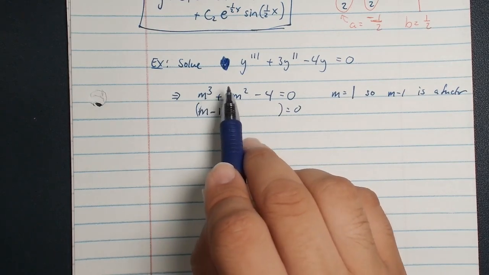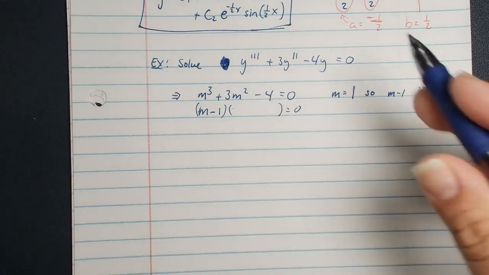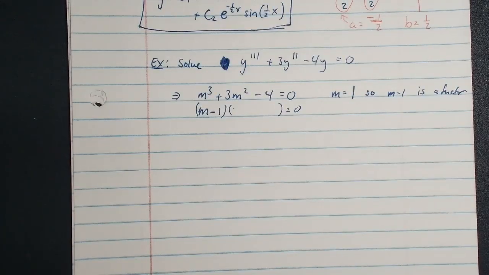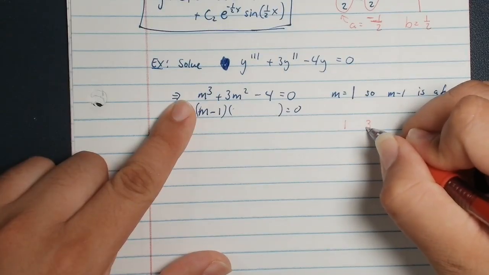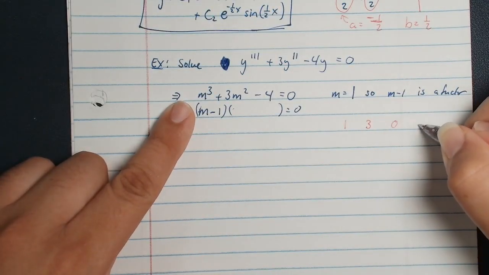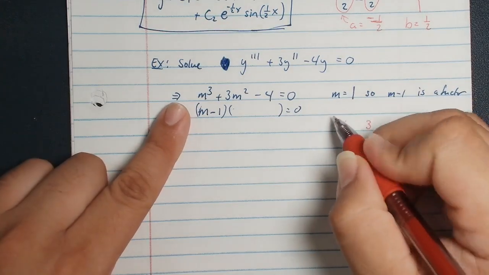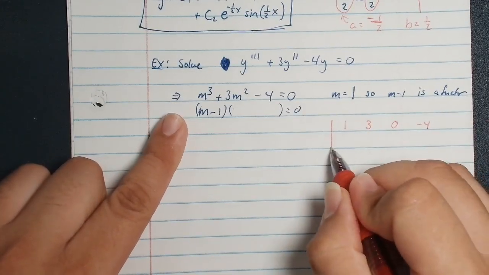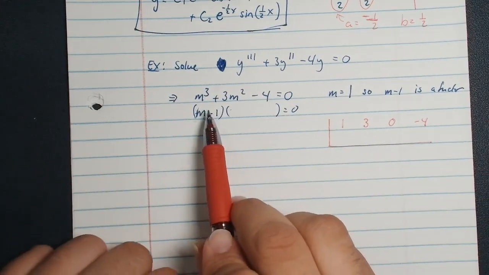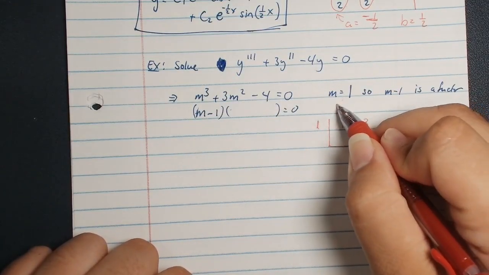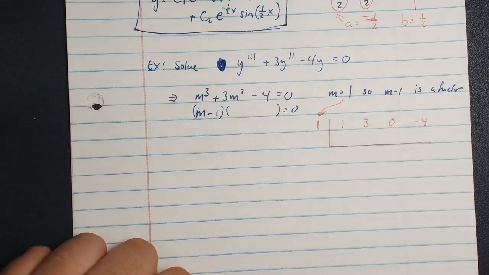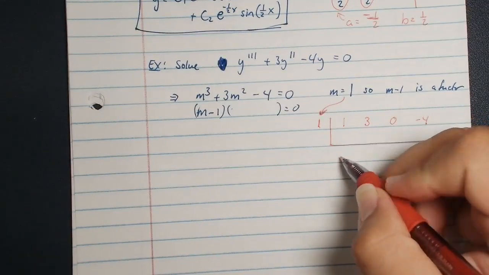So here that's third, second. Since there's no first, we're going to fill it in with a 0. So that's going to be 1m cubed, 3m squared. There's no m, and then there's minus 4. And then you're going to divide by, since you're dividing by m minus 1, right here you're going to put 1. You're basically going to put the 0 that you just found earlier. Okay? So here you drop your 1.